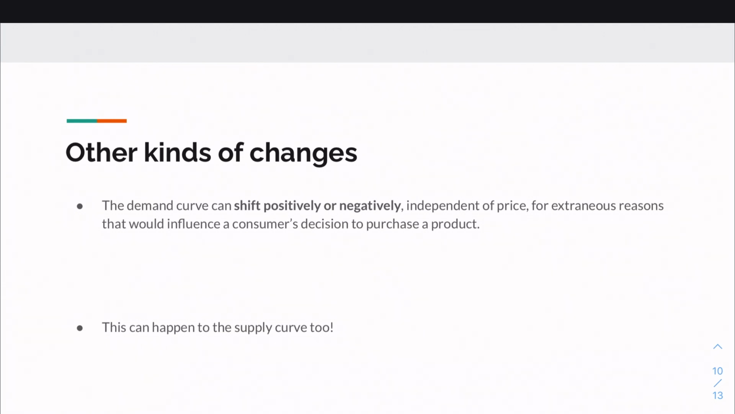There are other kinds of changes, though, that we can have. I have been hinting at this during the entire video. We call these shifts. So the demand curve can shift either positively or negatively, and the key word here is independent of price. The demand for an item can change independently of the price. That's why brand new iPhones still fly off the shelf when they're $1,400. And that's for any other extraneous reason that would cause a customer's decision to change about buying the product.